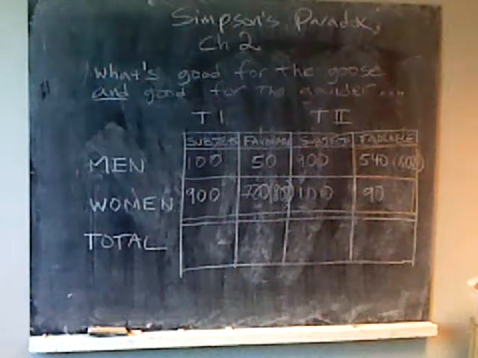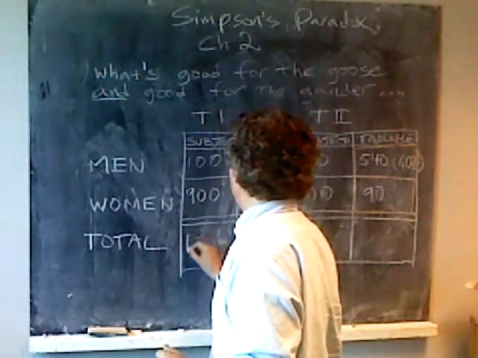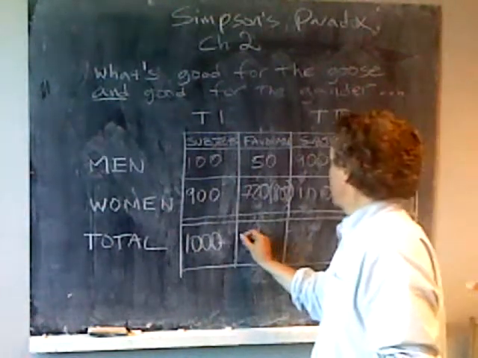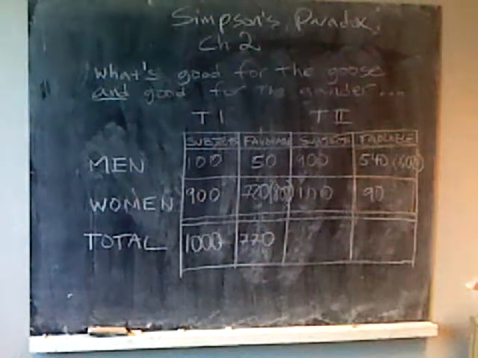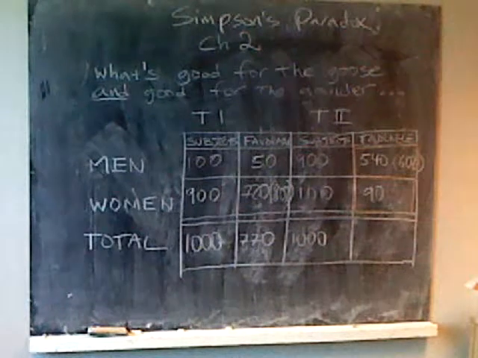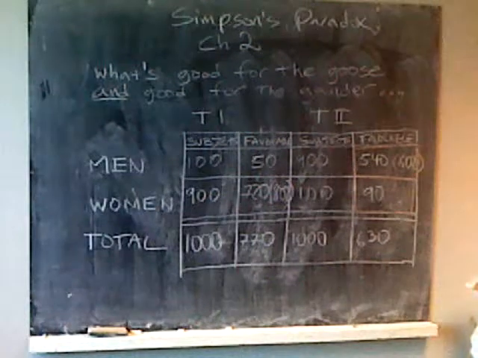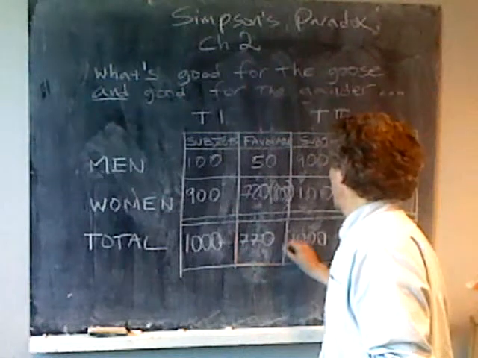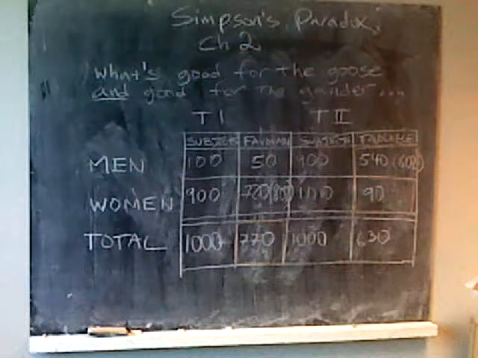Okay, so far we're going along hunky-dory and no problems, right? So now when we get to the total, here's where the problems start. So for treatment 1, there's 1,000 subjects totally, and 770 respond well, so that's a 77% favorable response rate. And for treatment 2, there's also 1,000 subjects, and 630 respond favorably, so that's a 63% response rate. So if you look just at the total data, treatment 1 seems to win. 77 is better than 63.